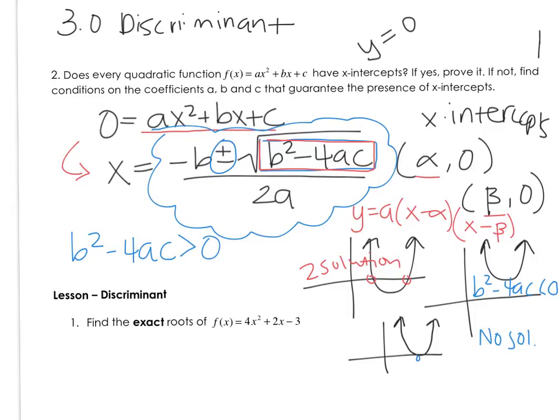And to get 1 solution, we want b squared minus 4ac to equal 0. So there's our 3 possibilities. And because this number underneath the square root is so special, it has a name called the discriminant. So b squared minus 4ac is the discriminant. That identifies whether you'll have 1 solution, 2 solutions, or no solutions, and where those solutions happen. If it's 2 x-intercepts, 0 x-intercepts, or 1.